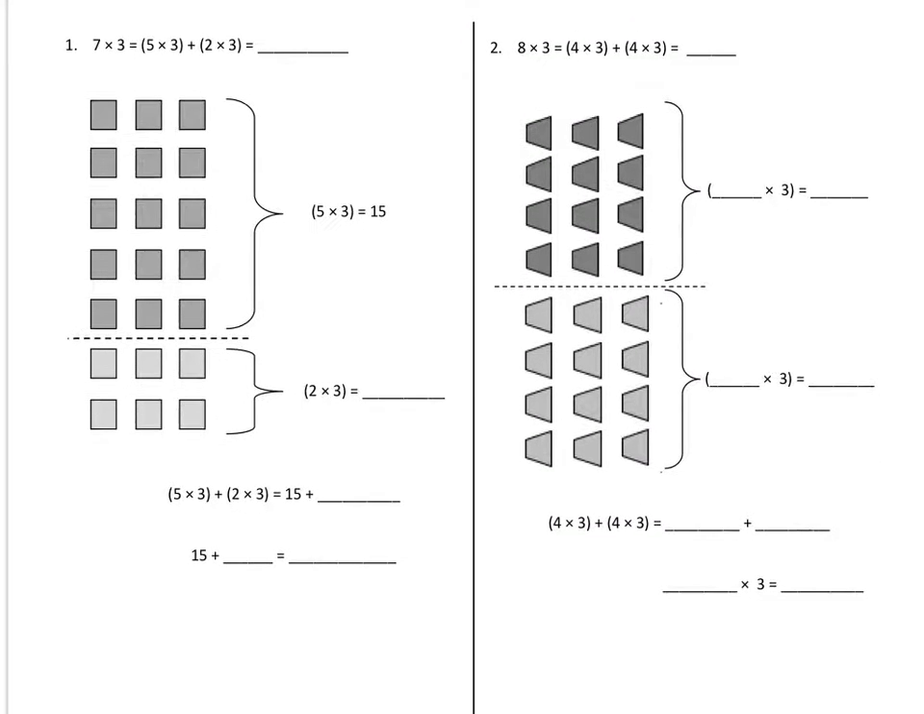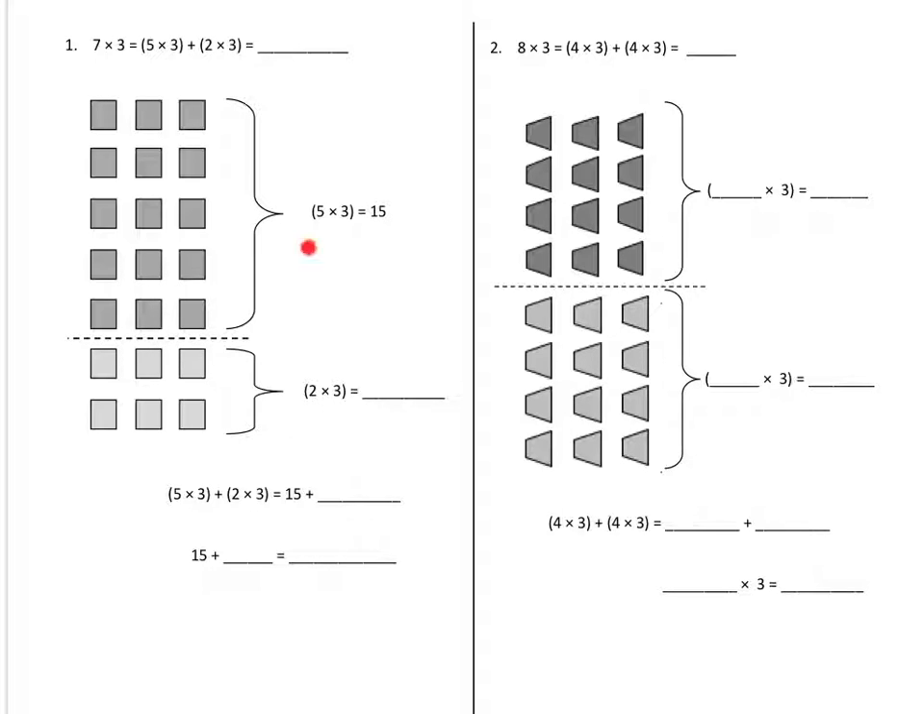So problem number 1, you can see that I have 7 times 3 is my problem. So my whole array is 7 rows, 5, 6, 7, with 3 in each row. Now, as we talked about with lesson 9, I can break apart my array into 2 arrays that are easier for me to manage. So I can do a 5 times 3 array and a 2 times 3 array, because my 5s and my 2s are easier for me than maybe my 7s.